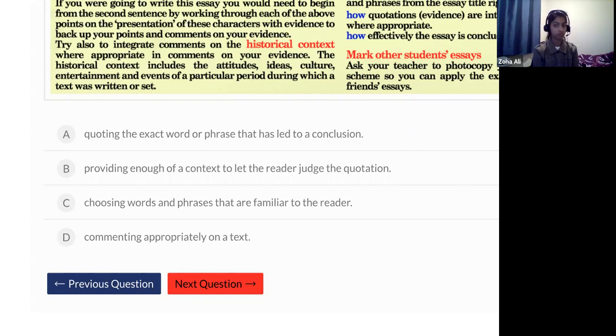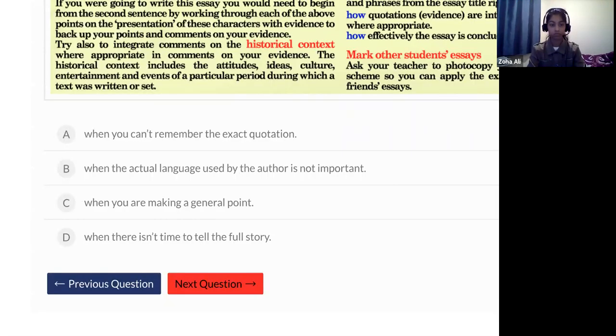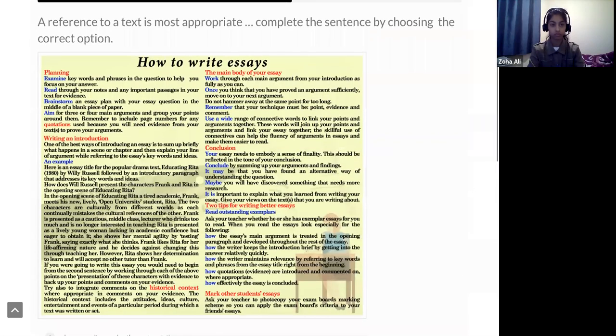So when you use quotations, you're letting the reader understand the context or why you're referring to a quotation, and then the reader can make a judgment based on that particular quotation as well. Okay. And have a read of this one as well. A reference to a text is most appropriate... complete the sentence by choosing the correct option.